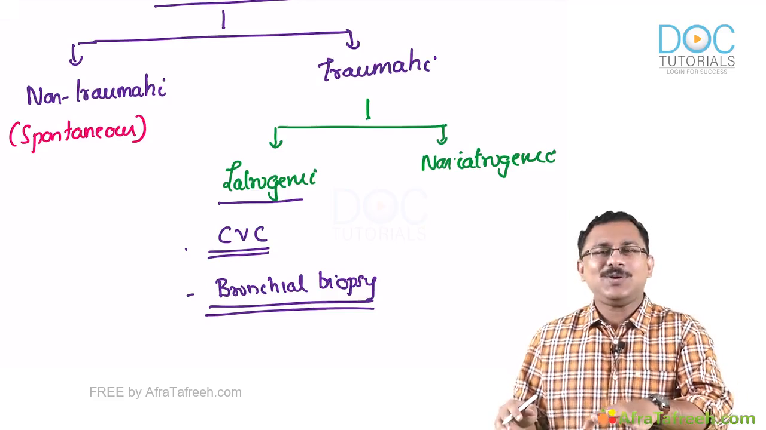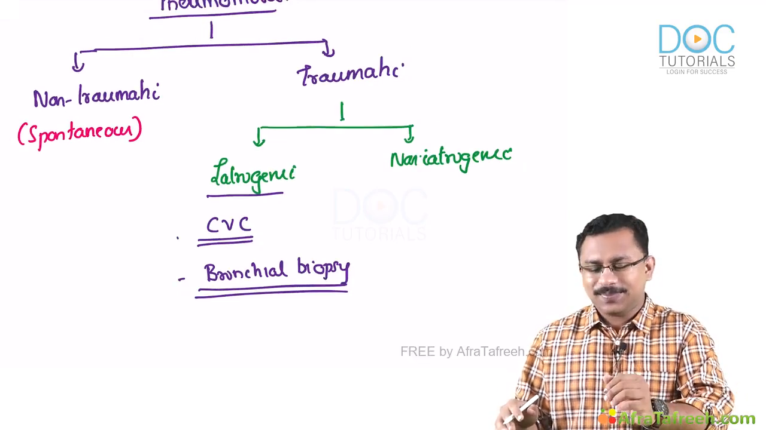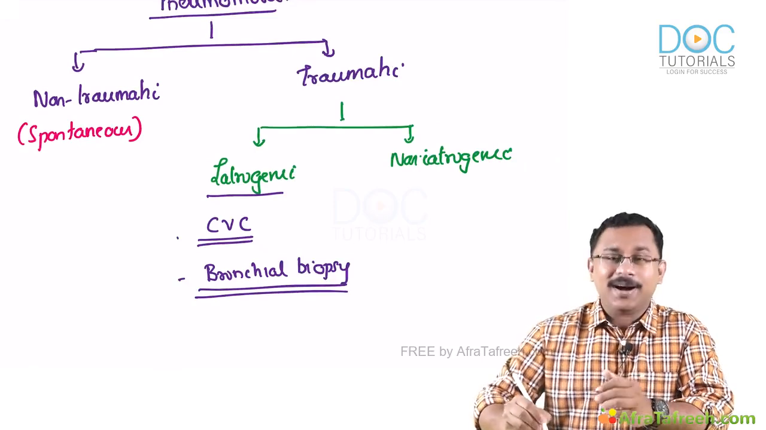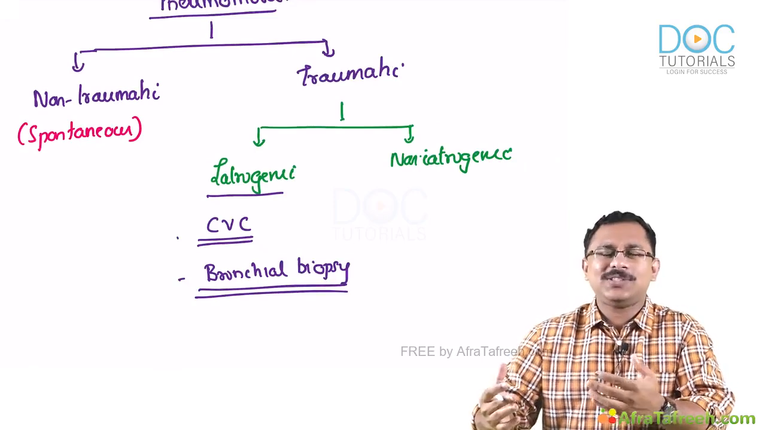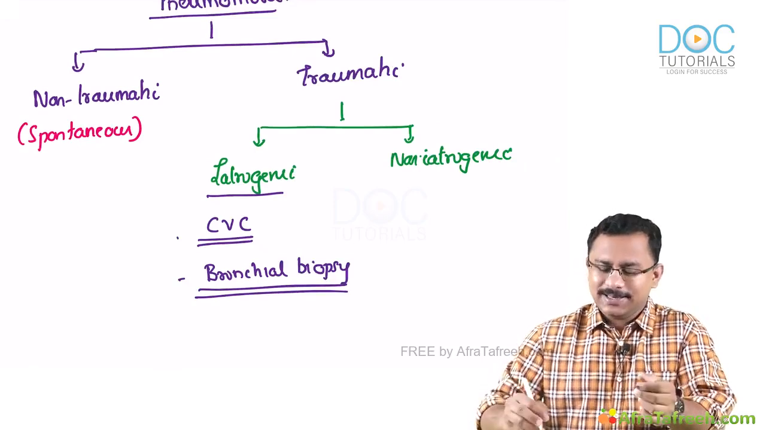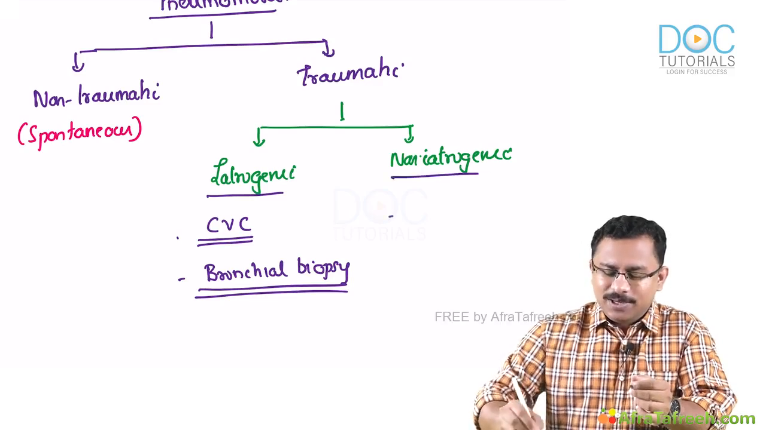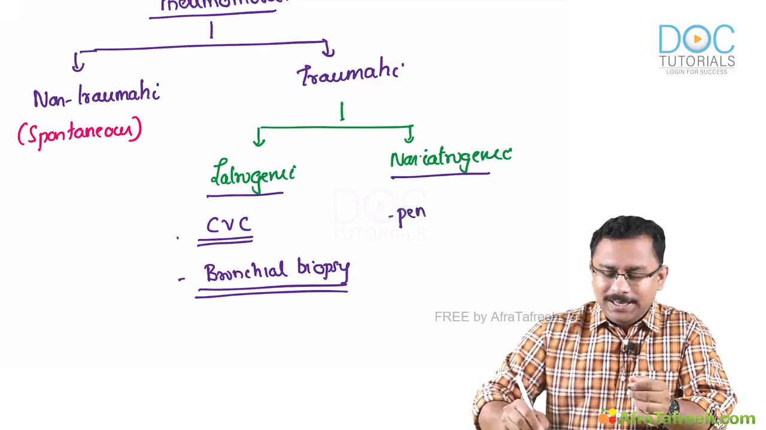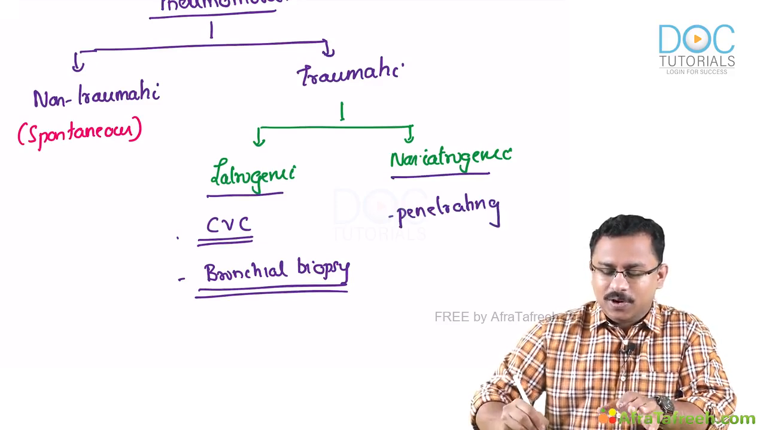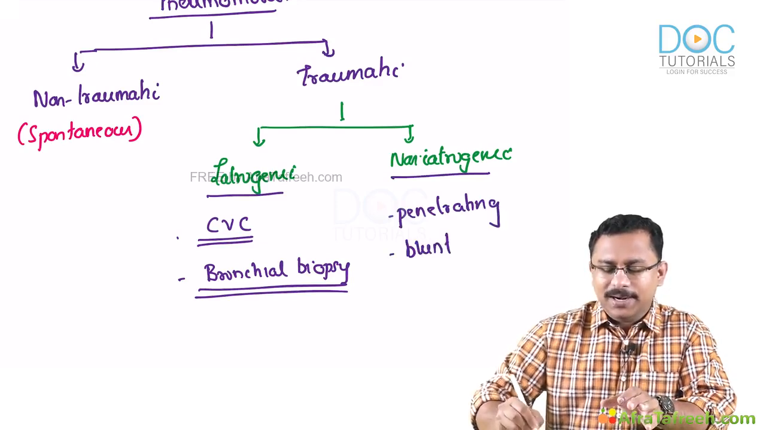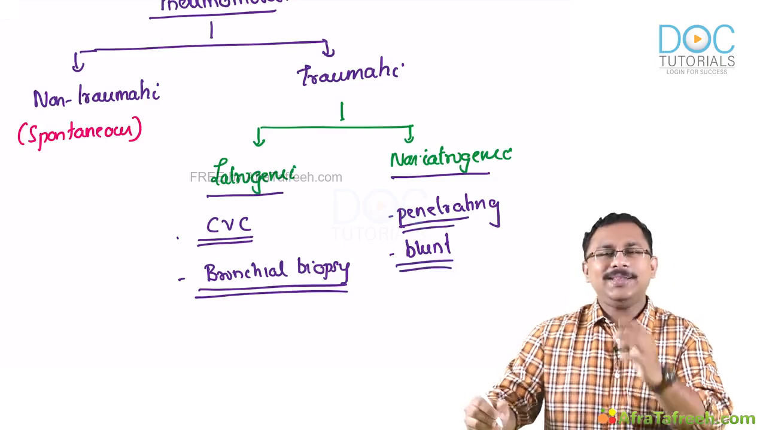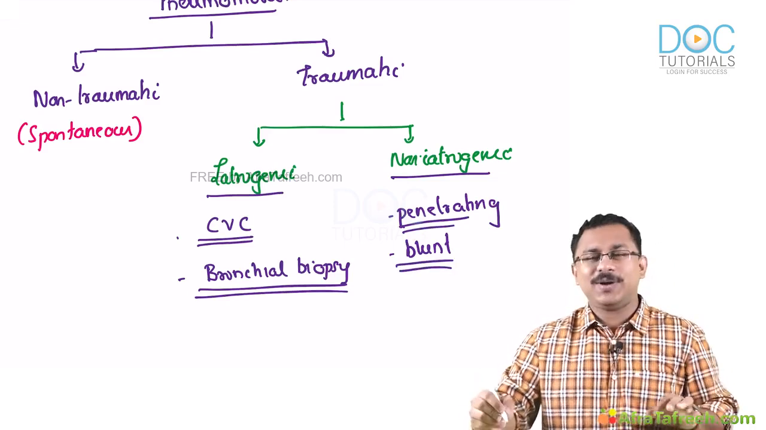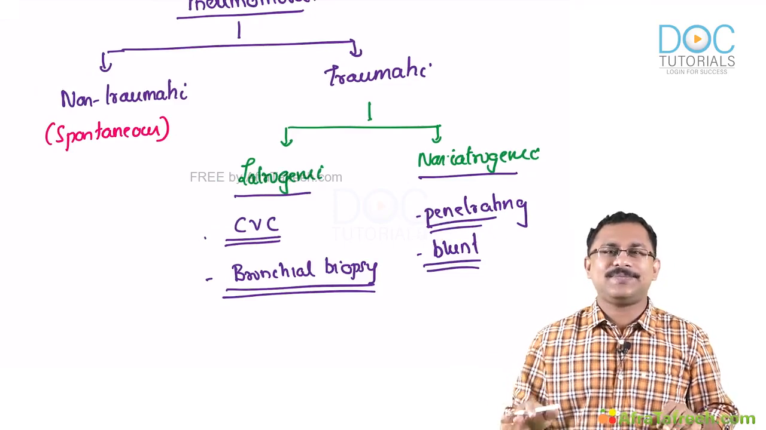The non-iatrogenic pneumothorax can be as a part of, say, trauma due to some road traffic accident. This again can be because of either a penetrating injury or because of a blunt trauma as well. So either because of a penetrating injury or because of a blunt trauma you may get this.